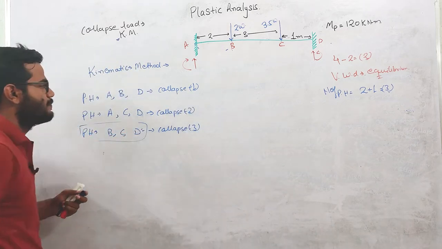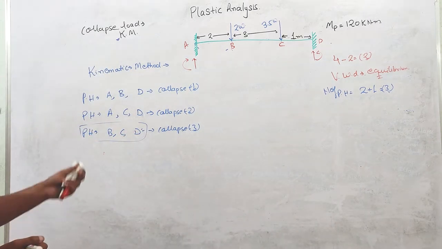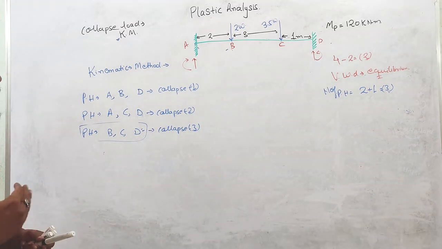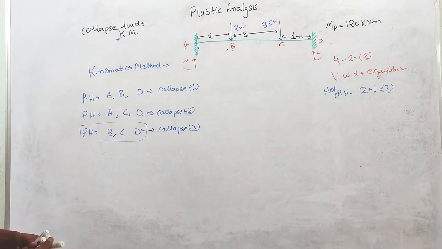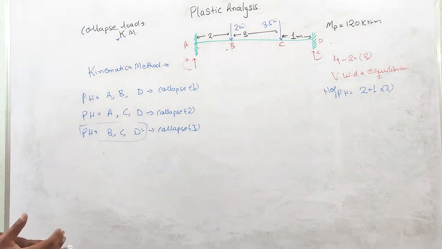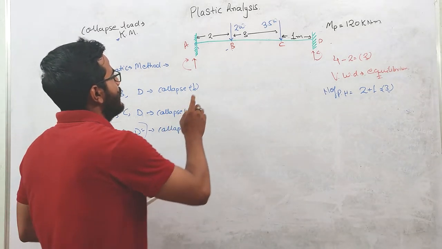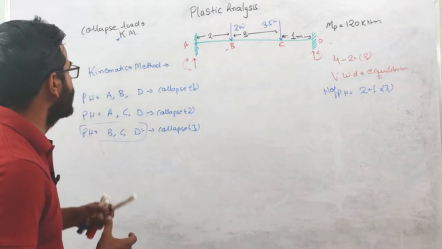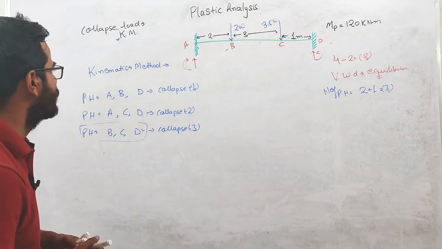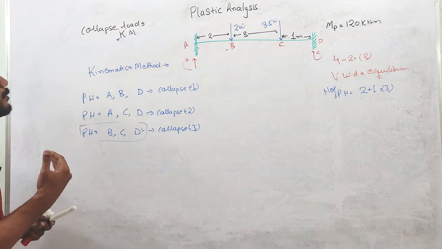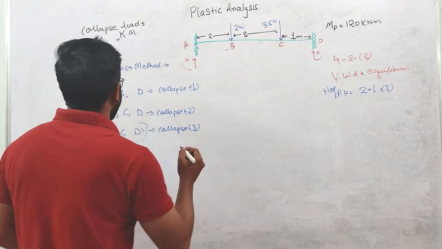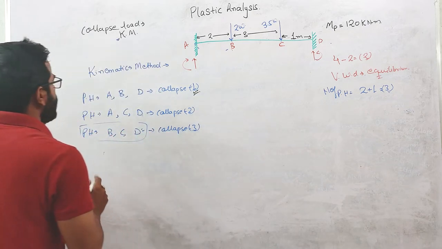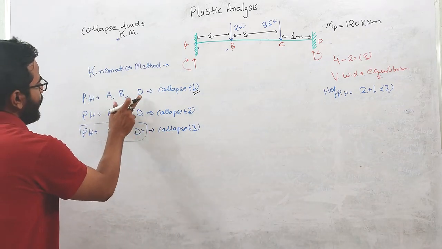Now what we will do? We have decided the collapse mechanisms, how our beam will collapse. After that, I am giving the kinematic displacement. That's why this method is called the kinematic method, where I give a delta displacement under this point load, and I will calculate the collapse load for this beam. So now let us come to the first collapse mechanism, which is collapse 1, in which the plastic hinges are formed at A, B, and D.